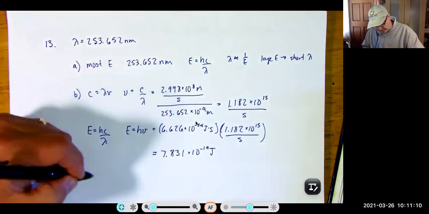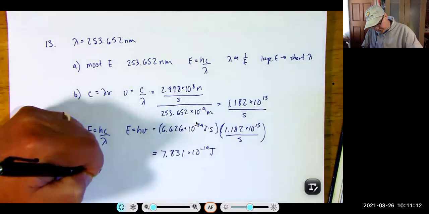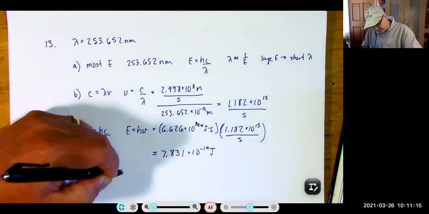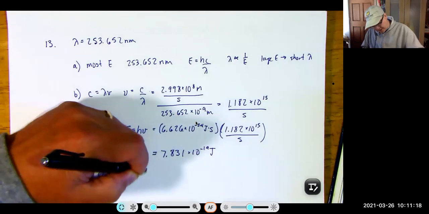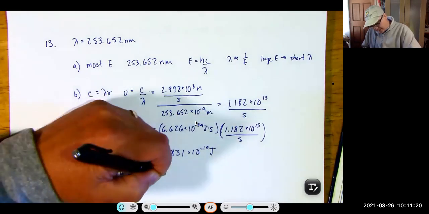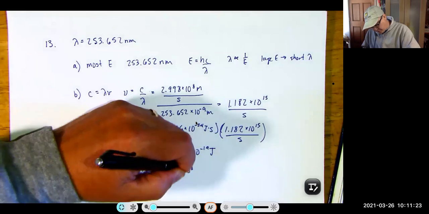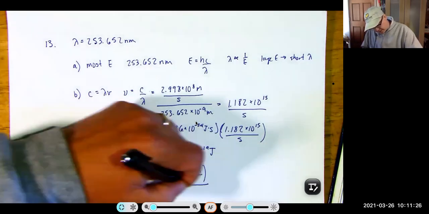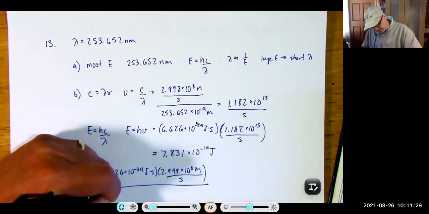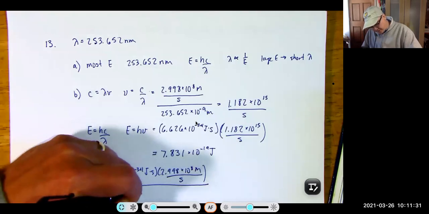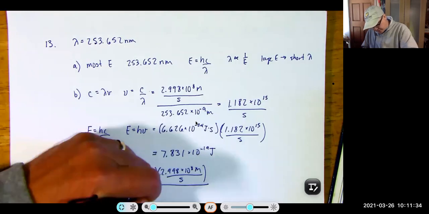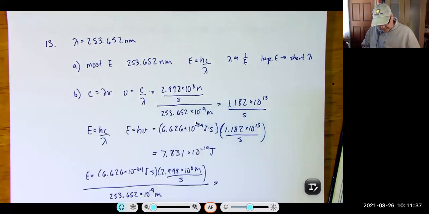And just to show you that we get the same answer both ways, let's do the 6.626 times 10 to the -34 joule seconds for h, 2.998 times 10 to the 8th meters per second. All of this divided by 253.652 times 10 to the -9 meters. And I'm going to plug this into my calculator. Funny thing is, I could just be typing nothing in my calculator and say, oh, look, it comes out the same.